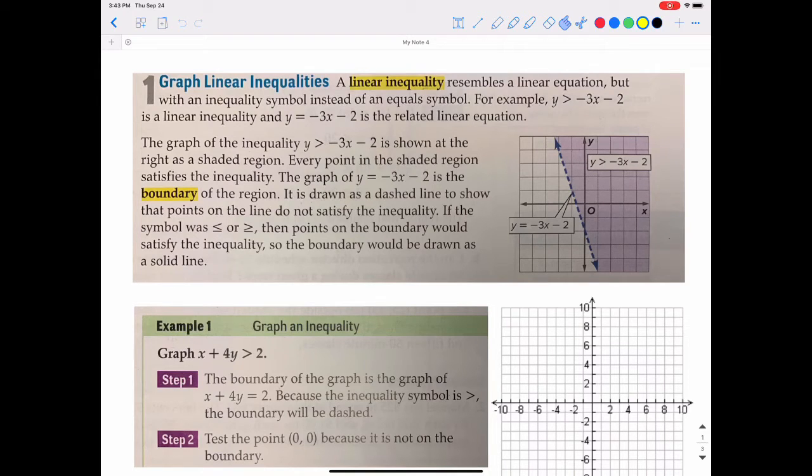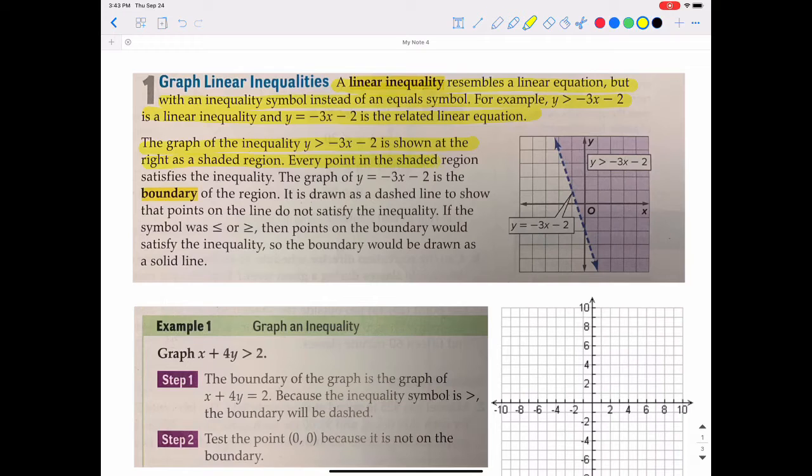This section is about graphing linear inequalities. And as you can see in the definition, a linear inequality resembles a linear equation, but with an inequality symbol instead of an equal symbol. For example, y greater than negative 3x minus 2 is a linear inequality, and y equals 3x minus 2 is the related linear equation. The graph at the right is the inequality y is greater than negative 3x minus 2, shown as a shaded region.